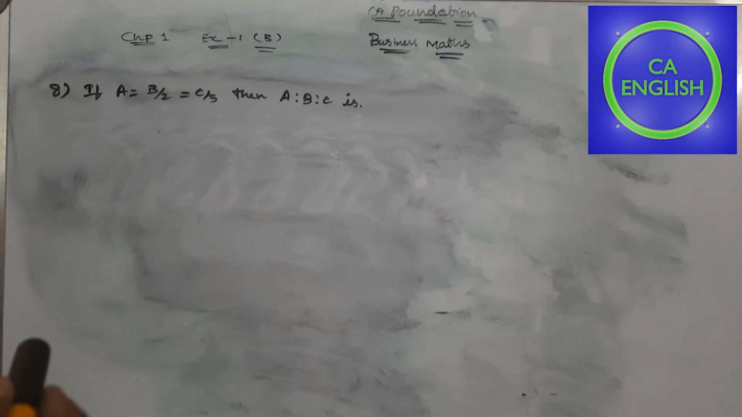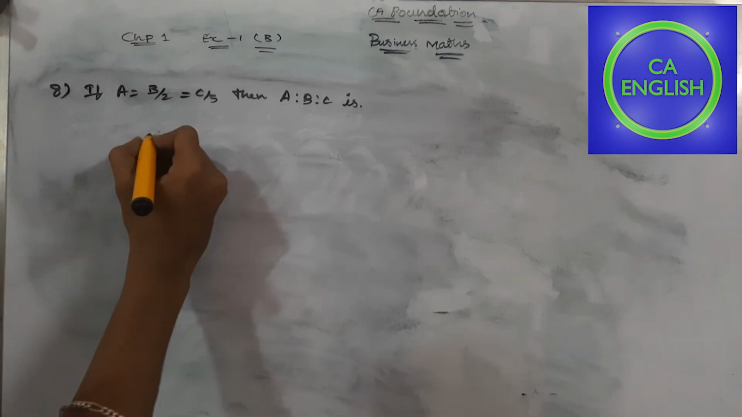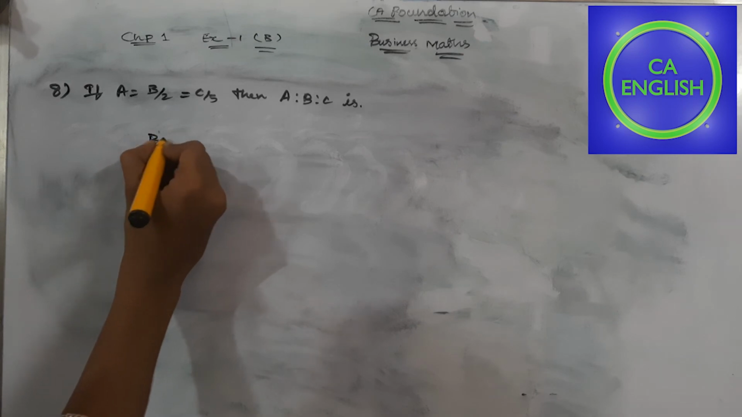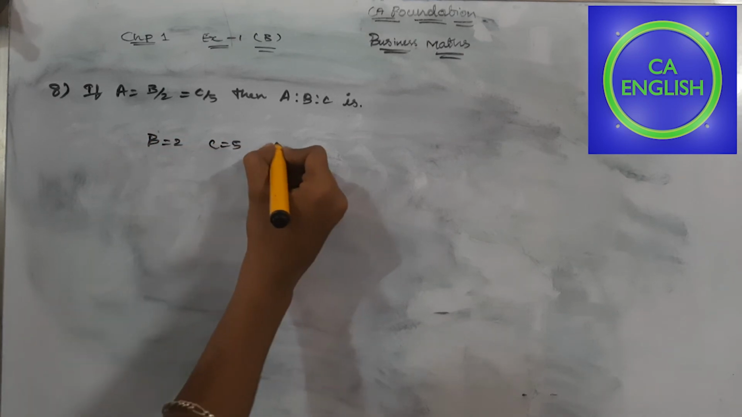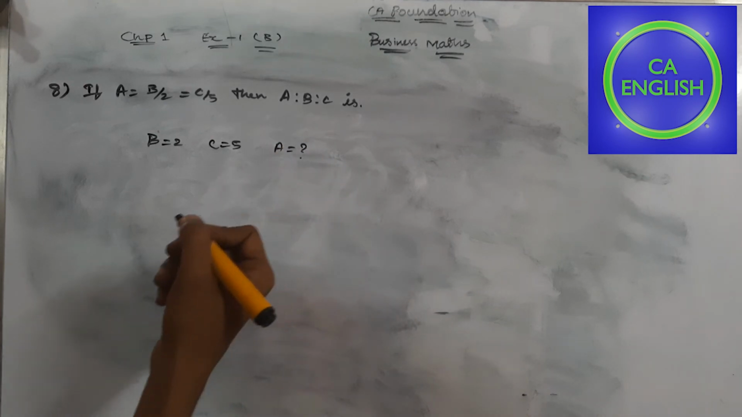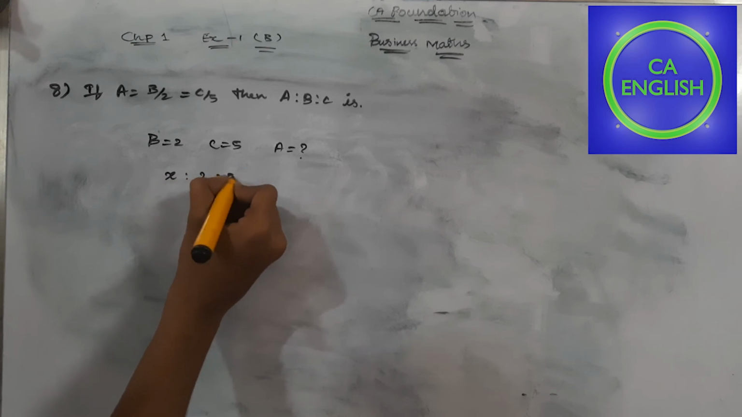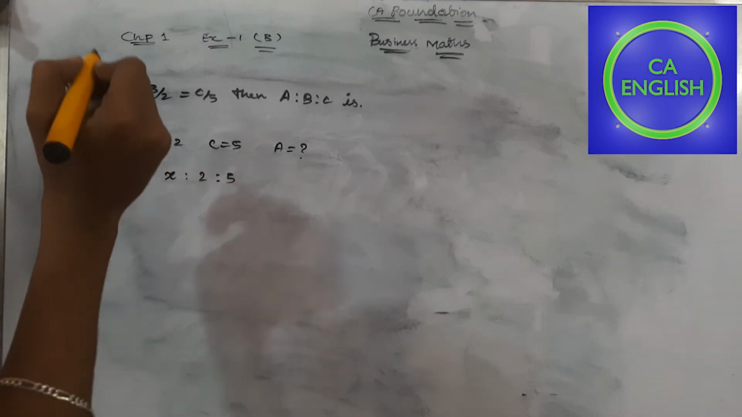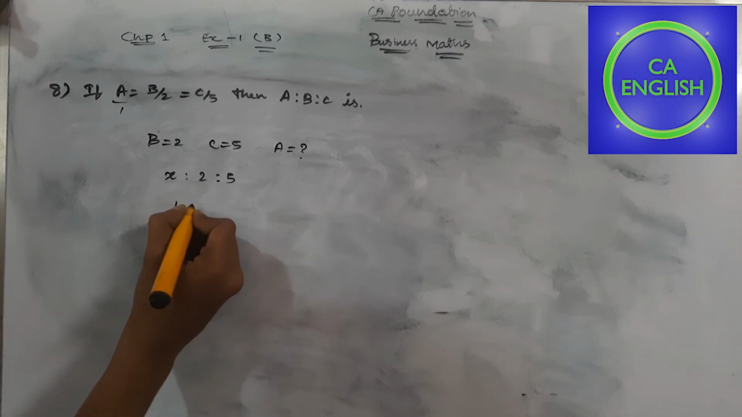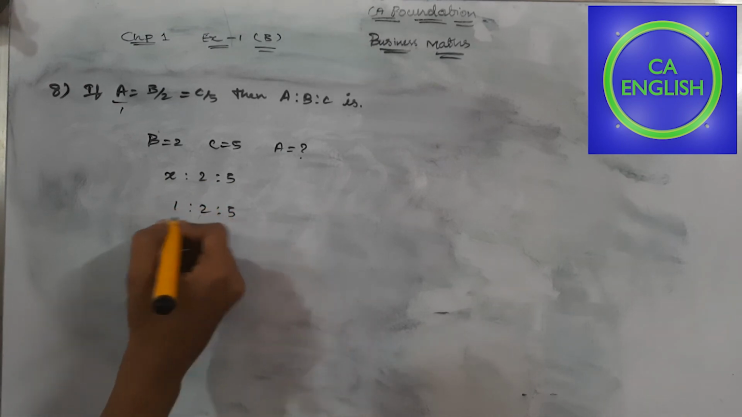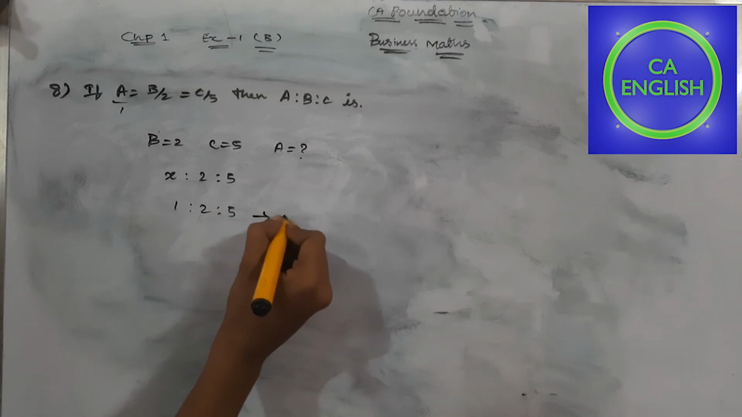If A is equal to B by 2 equal to C by 5, then A is to B is to C. They are asking to find what A is to B is to C. In this sum we know the values of B and C, and we want to find the value of A. The value of B is 2, given. B is equal to 2, C is equal to 5. Then we want to find A. It is very easy. X is to 2 is to 5. In the denominator of A there will be 1. Therefore the answer is 1 is to 2 is to 5. That's the answer. So C.